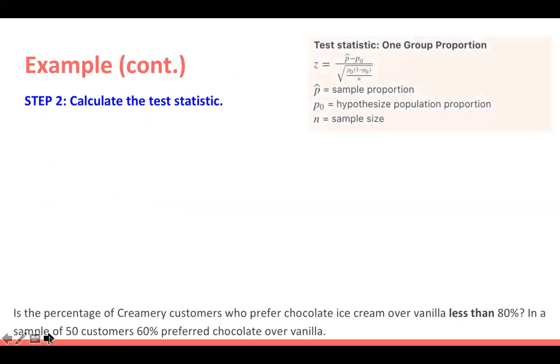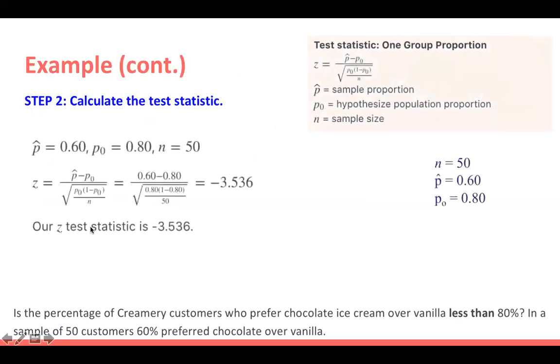Next we're going to calculate our test statistic, where most of the math comes in. We have our formula in the top right corner there, and we really only need 3 pieces for this formula. We need our sample size, which is 50, which you can see in the bottom of the problem, 50 customers. Our p-hat is 0.60 because that is our sample statistic. And then our hypothesized population proportion is 0.80. Once we fill those in and do all the math, we get a test statistic of negative 3.536.